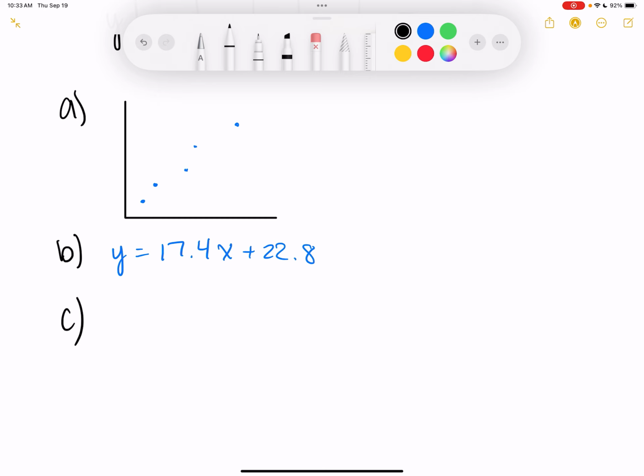So then part C, we're going to plug it in. y equals 17.4 times 20 plus 22.8. Is it always 20 that we're plugging in? For these problems, they just said to plug in 20. It'll depend on the problem. 20 times 17.4 plus 22.8 is 370.8.